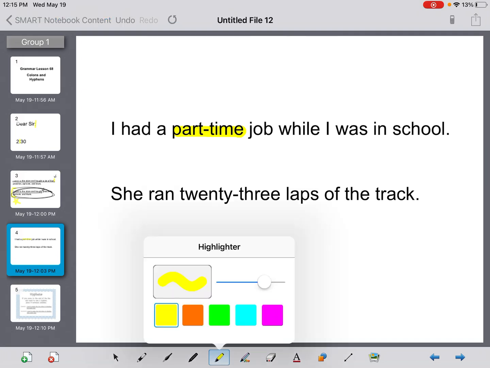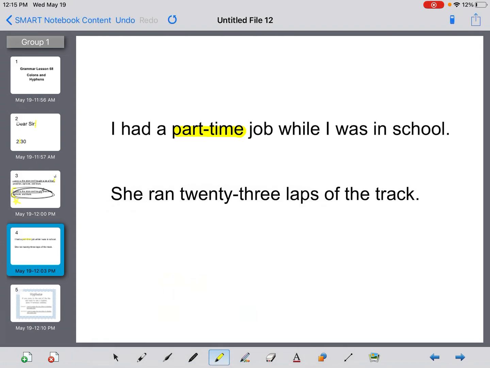Or you could think of how quite often we use it with number words. "She ran twenty-three laps of the track." How many laps did she run? She ran twenty-three. We need to have both the word twenty and three joined together for it to make sense, right? She didn't just run twenty. She didn't just run three. She ran twenty-three. So we're using a hyphen to join these compound words.